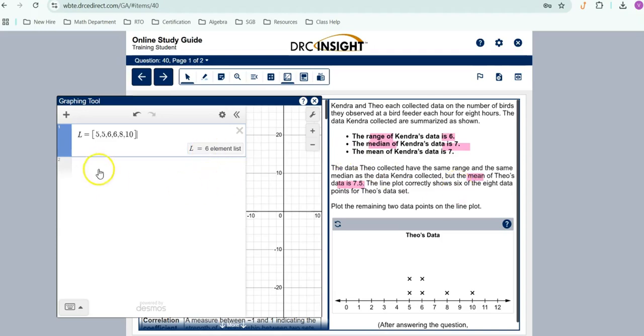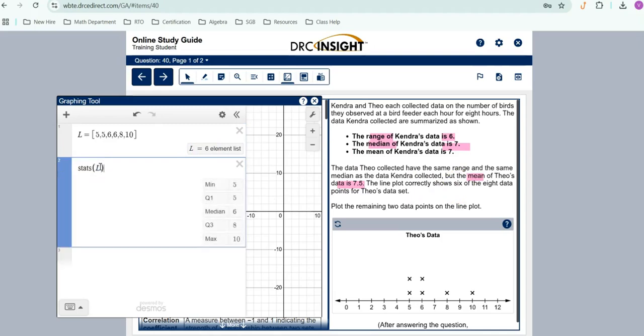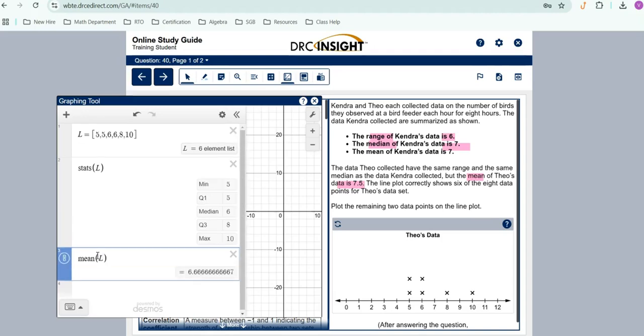So let's do our 5-number summary of those points. We find that our minimum is 5 and our maximum is 10, so that makes our range only 5. We've got a median of 6. This doesn't show our mean, so we also need to put in the mean. Let's type in the mean of L. Theo's mean right now is 6.666.